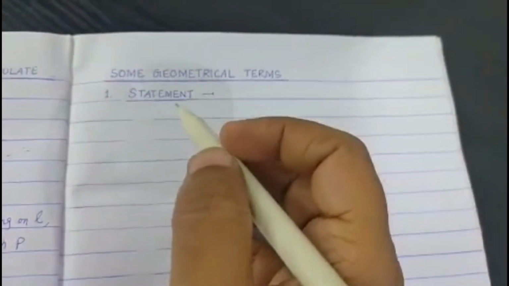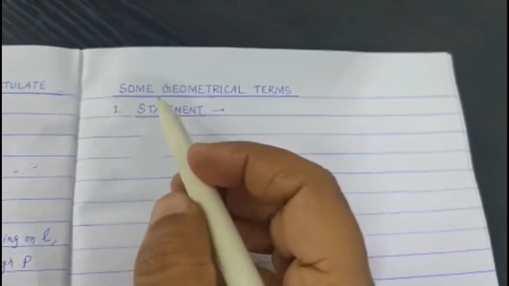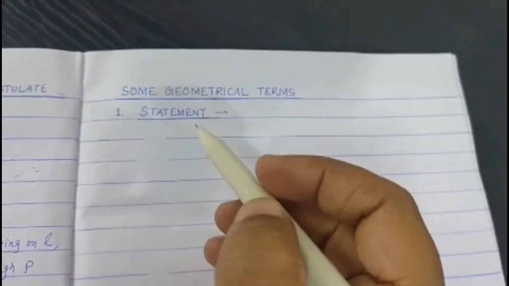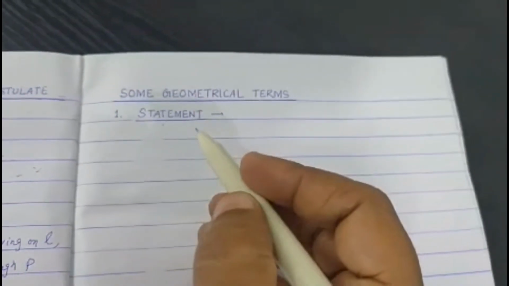And later on in the fourth lecture we may conclude the chapter with a question and answer session. So friends, let's start lecture 3 with this topic, some geometrical terms. The first one is a statement. So what do you mean by a statement?